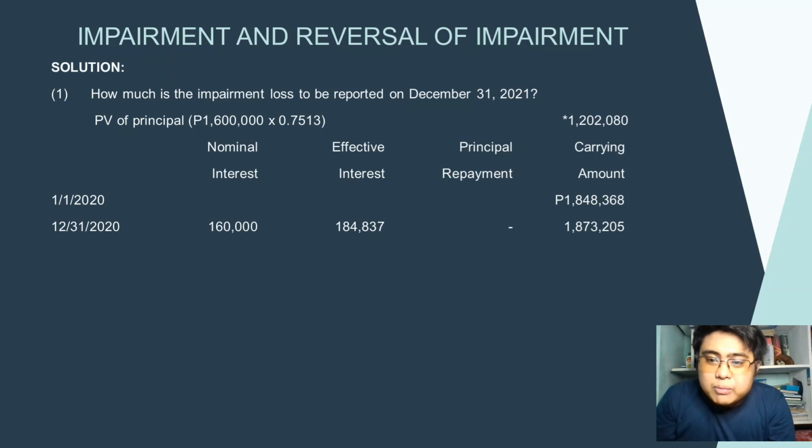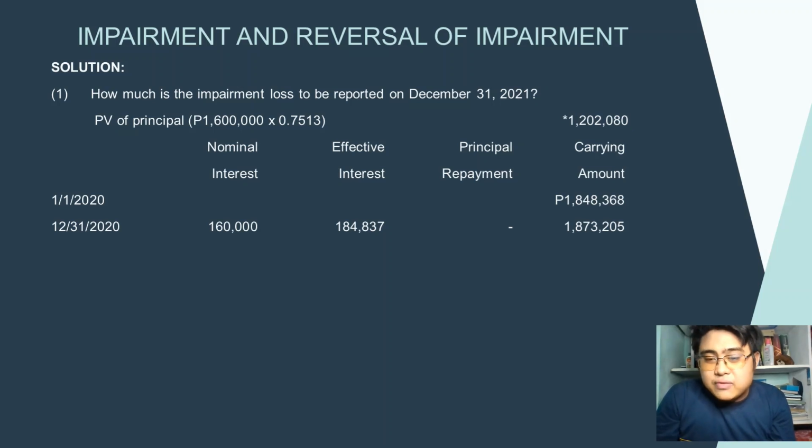Ang previous present value or carrying amount mo is 1,848,368 times the effective interest rate is 10%. So ang lalabas is 184,837. So again, you need to compute the difference of the two amount. Ang difference ng nominal sa effective interest is your amortization. Ang amortization is 24,837. Sir, is this amortization of discount or amortization of premium?